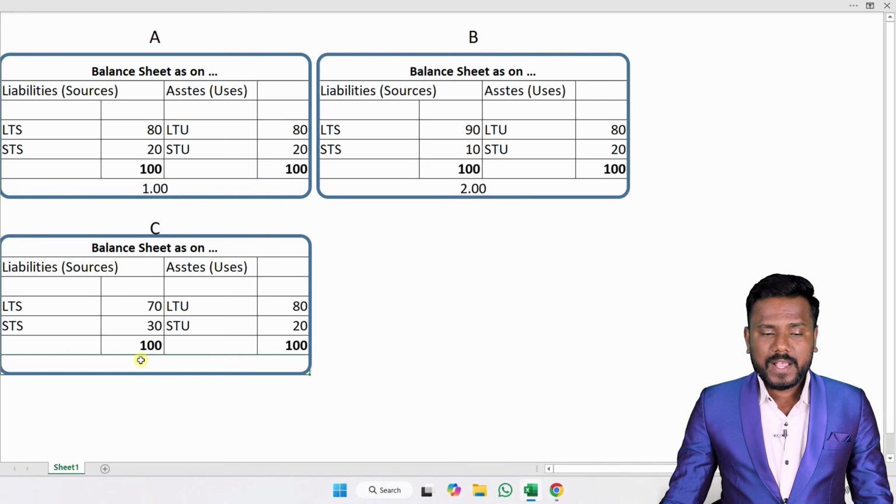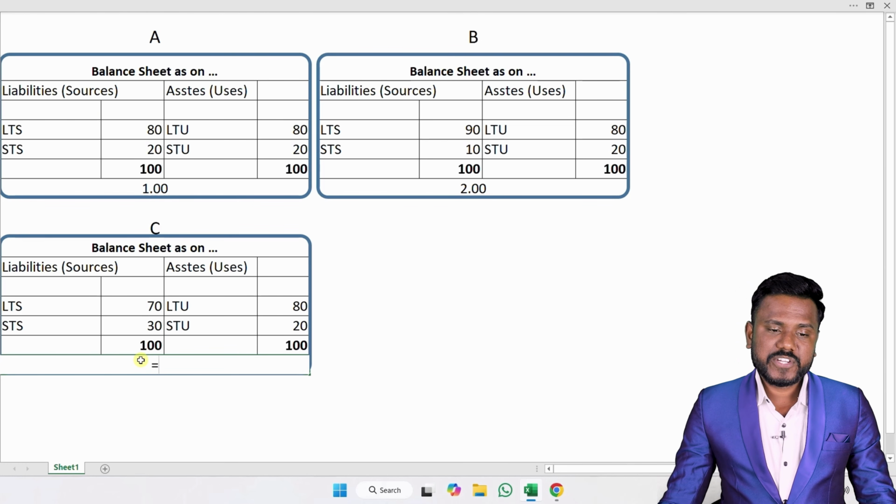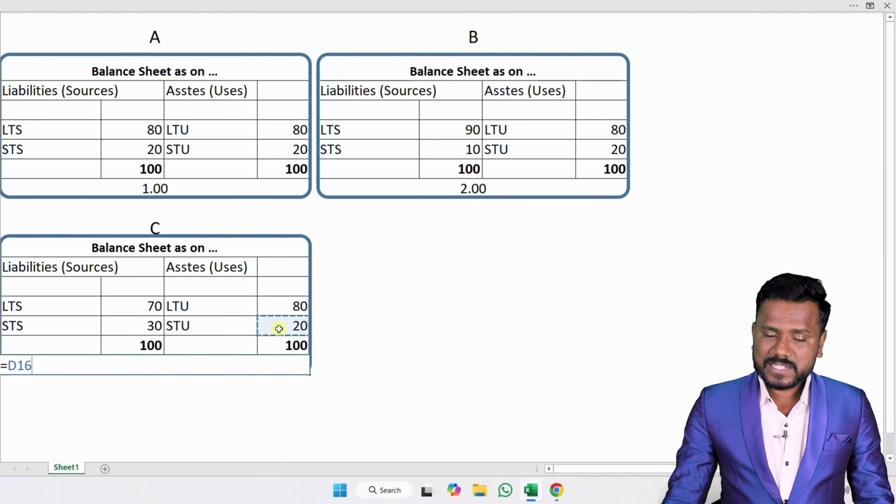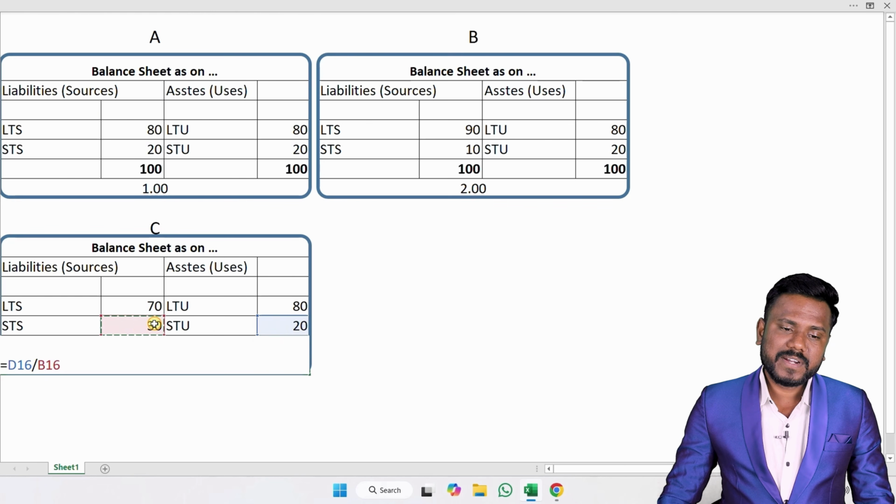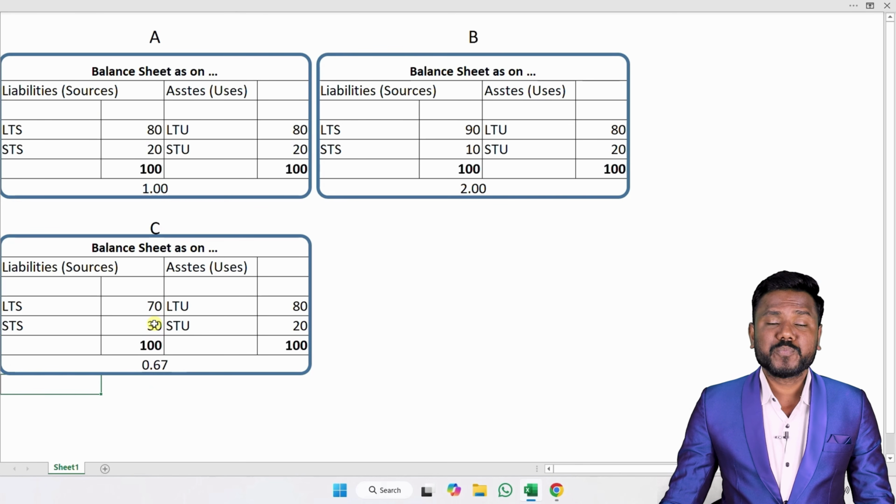That's a good thing. And when we talk about the current ratio, short-term uses, current assets divided by current liabilities, this company is in danger of being unable to pay 1 rupee. This company has only 0.67 in their current assets.